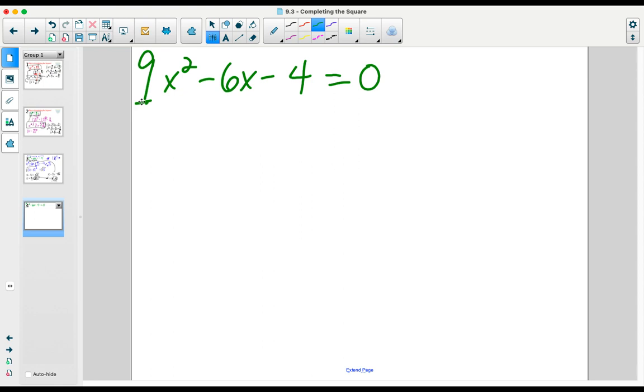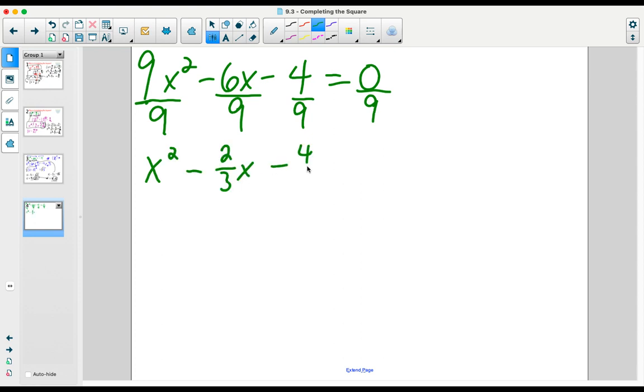Completing the square as a process fails if the number that's in front of the square term is not a 1. We need that number in front of the square term to be a 1 for completing the square to work. So in the event that you are given an equation where that lead coefficient is larger than 1, you have a responsibility of dividing every term in the entire equation by 9, rewriting the equation as x squared minus 2/3 x minus 4/9 is equal to 0.